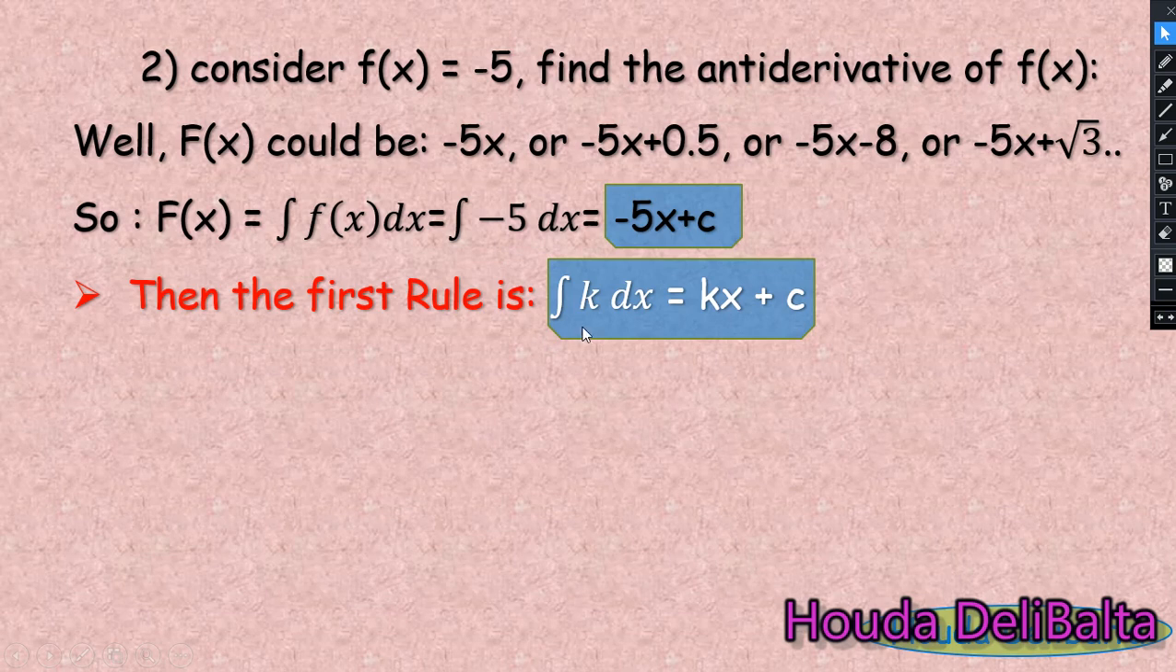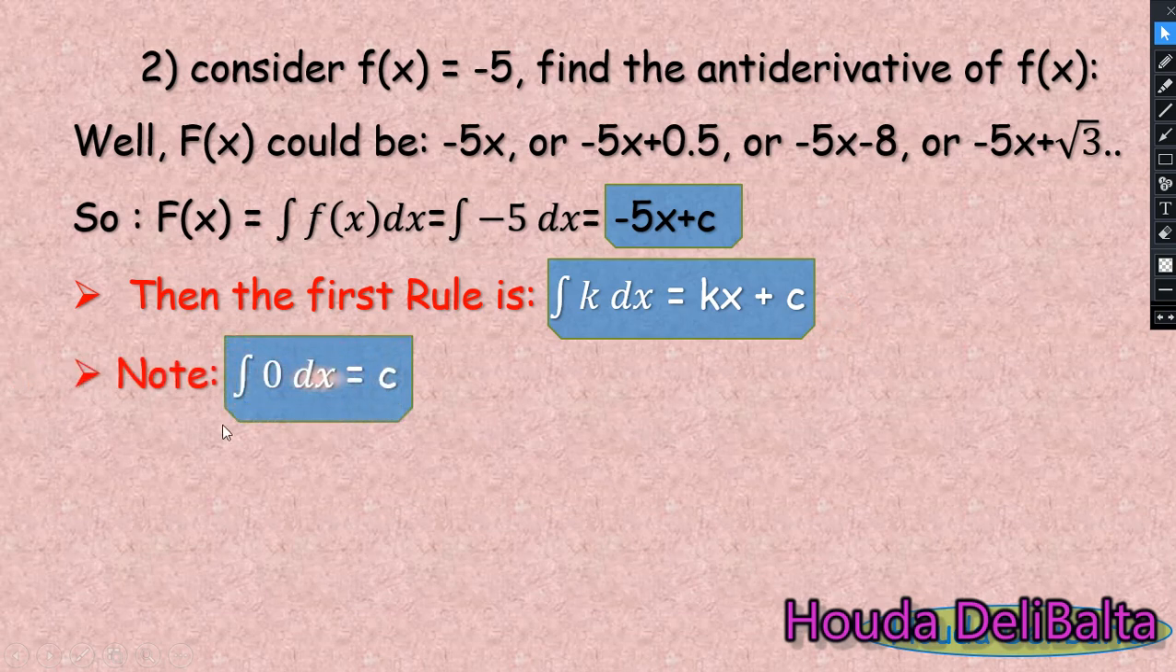Here you have the integral of k dx. The answer is minus 5x plus c, as if you multiply this constant k by x and add a constant c. So the rule is, whenever you have the integral of a constant times dx, the answer of this integral is this constant multiplied by x, and you always have to add a constant c.